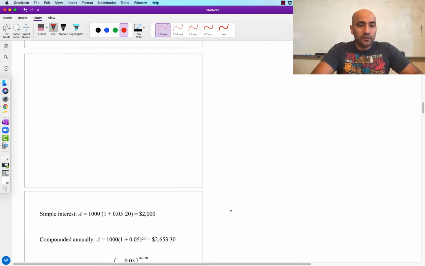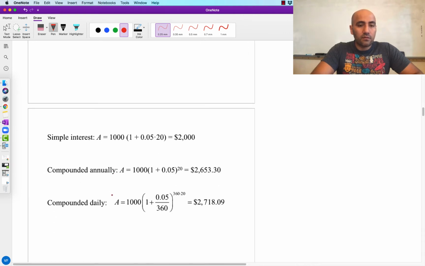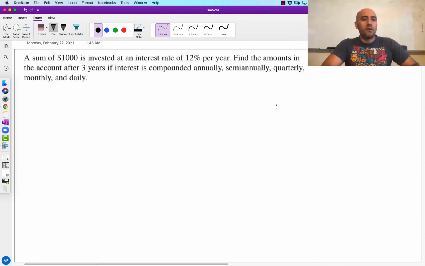So here is the same results, kind of nice and typed out. Okay, let's do another example. Okay, a sum of $1,000 invested at an interest rate of 12% per year. Find the amounts in the account after 3 years if the interest is compounded annually, semi-annually, quarterly, monthly, and daily.